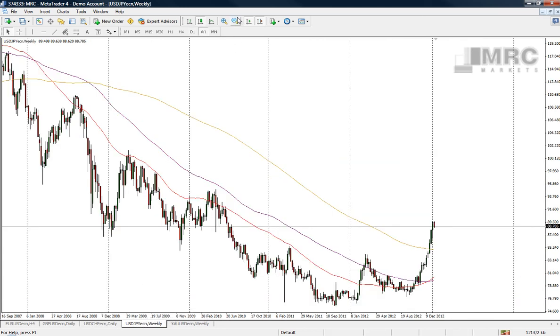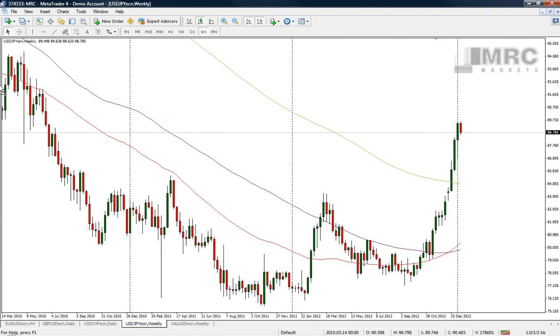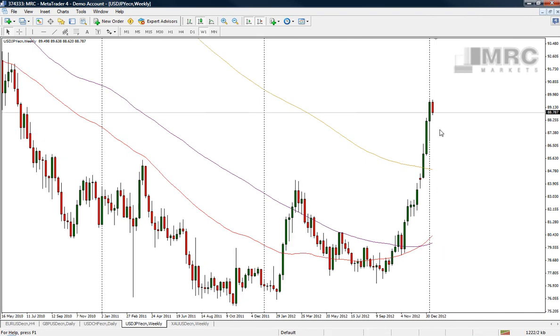Dollar Swiss on the weekly, it really has just been flying up. We had multiple weekly bullish candlestick closes, just really flying towards the upside. A lot of easing going on in Japan at the minute, which is weakening the Japanese yen.